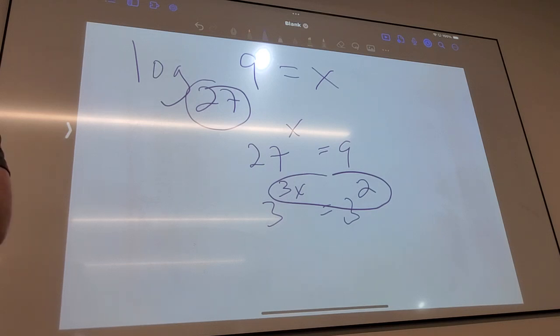Yeah, the change of base we can't even talk about until we talk about solving equations. Yeah, that's coming. It's a good thing to know, though.